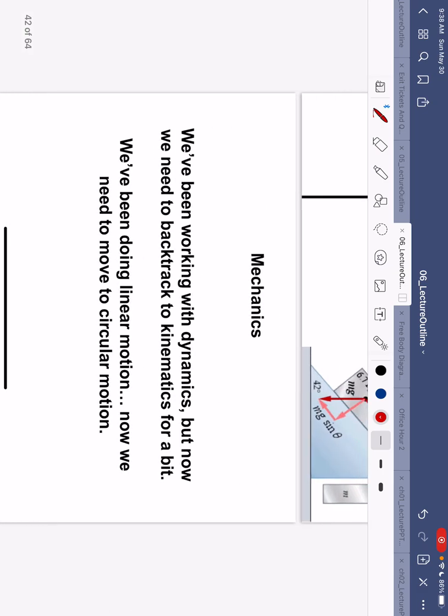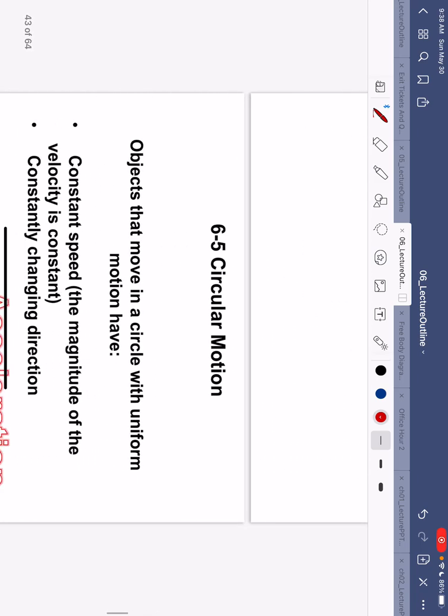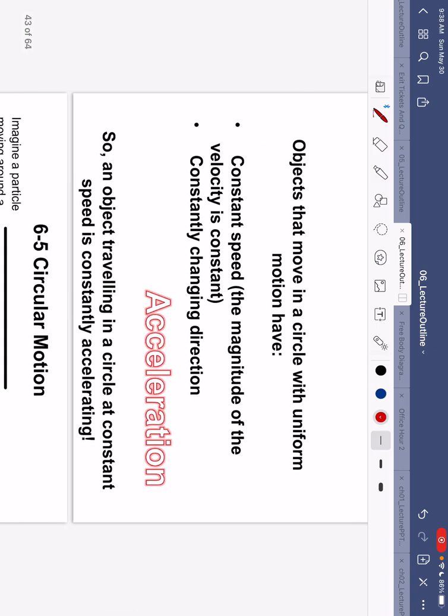Now, we were doing dynamics, but as I said, we're going to go back a little bit to kinematics and talk about circular motion. Here we are just going to talk about objects that are moving with a constant speed. We call this type of motion uniform circular motion. The reason is it is with constant speed.